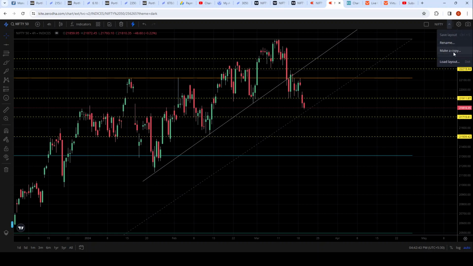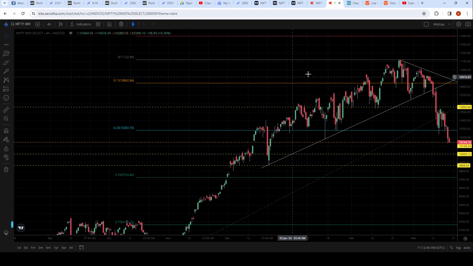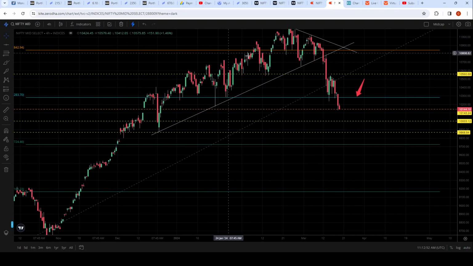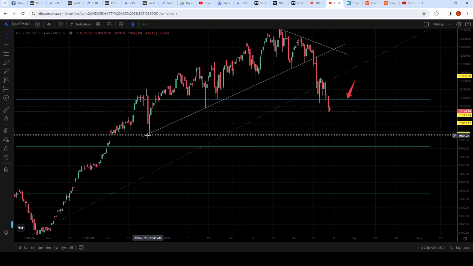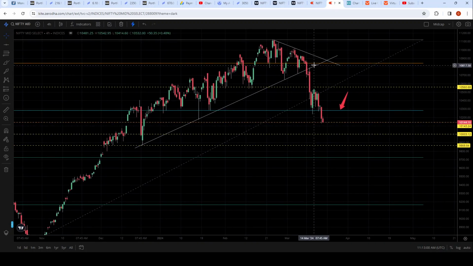Let's go to the Midcap Nifty now. Guys, Midcap Nifty also, if you see, we are using our custom Fibonacci. Midcap Nifty was respecting this trend line all along. This was broken on the 12th of March. Since then, it's been below this line. And then this blue level was very important. It has breached that level today. So now it's currently sitting at a support. This level that is very important is 10410.